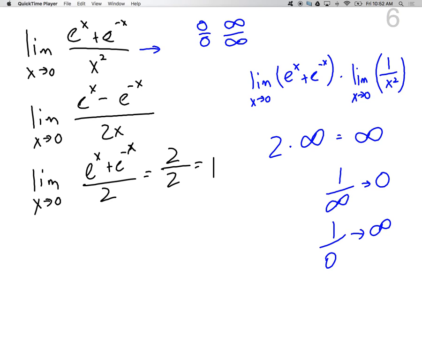Okay, so 0 over 0, infinity over infinity. Must check indeterminate forms before you start doing L'Hopital's rule. Tomorrow we'll look at 0 times infinity, 1 to the infinity, 0 raised to the infinity. I don't know, I got like 4 or 5 of them.